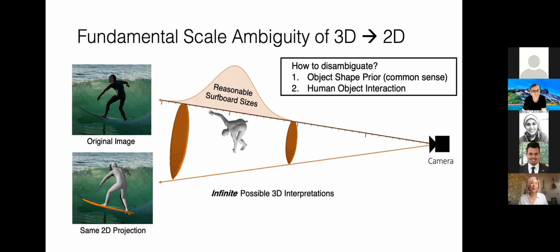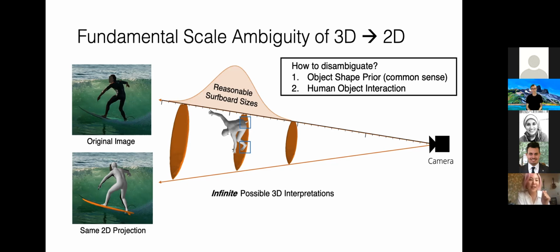Second, we know that humans and objects interact. Especially when it comes to human surfing, although we don't necessarily use these action labels, although we could, we will see that they have to touch. And this really gives you more constraints about where the object can be.